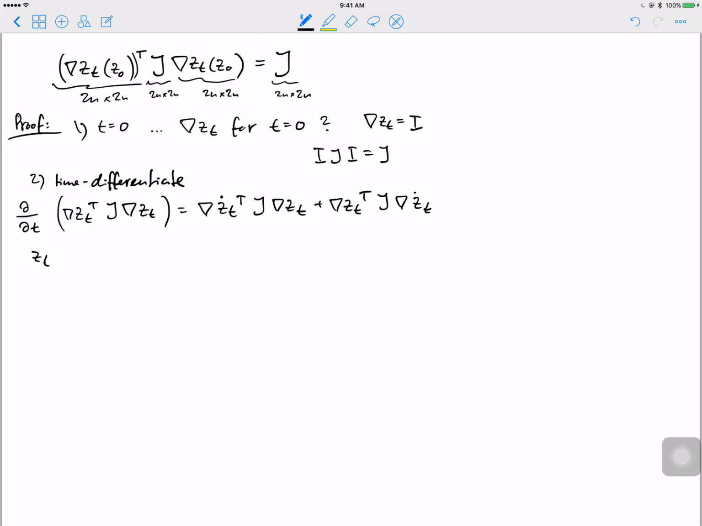So what we know from the equations of motion is that ZT solves the equations of motion. We know that this is true, right?